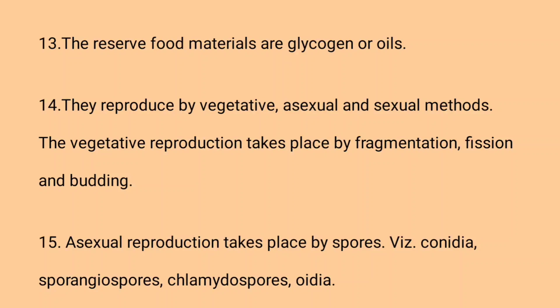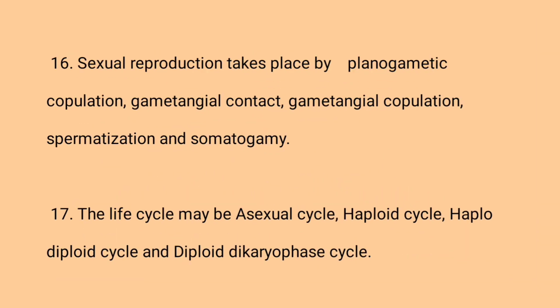There are different kinds of spores: conidia, sporangiospores, chlamydospores, ascospores, oidia. So many spores take place in different divisions, and they have different names. Then sexual reproduction takes place by planogametic copulation, gametangial contact, gametangial copulation, spermatization and somatogamy. So four types of sexual reproduction occur in these fungi.